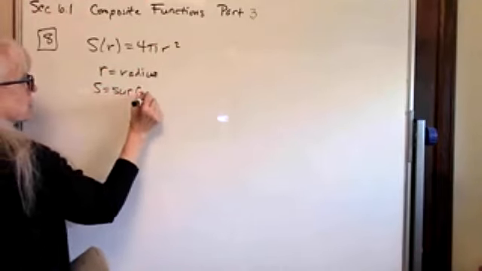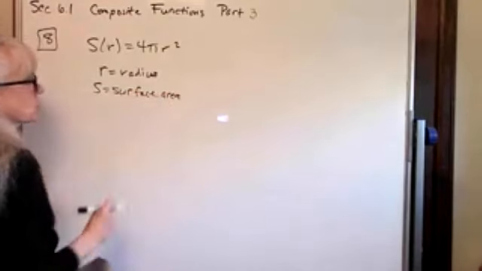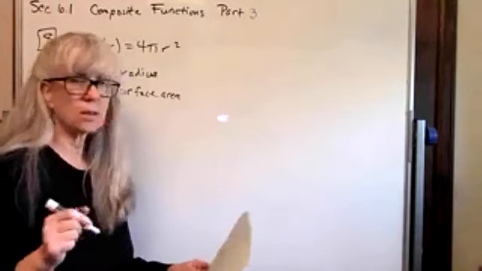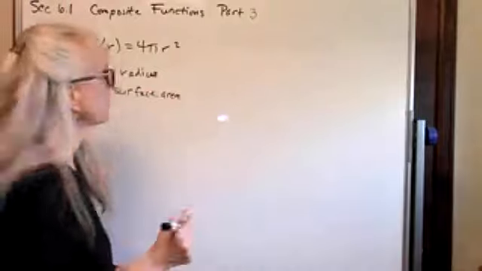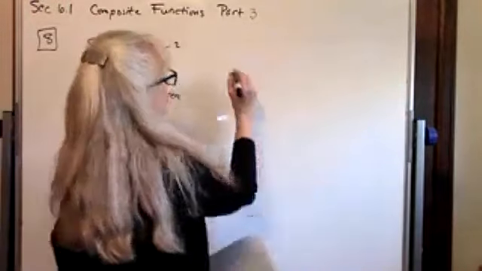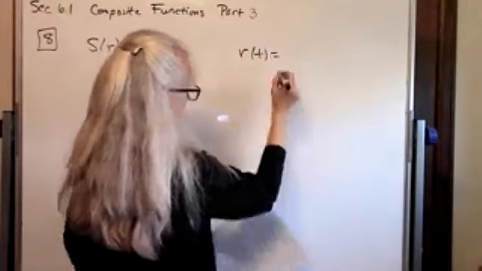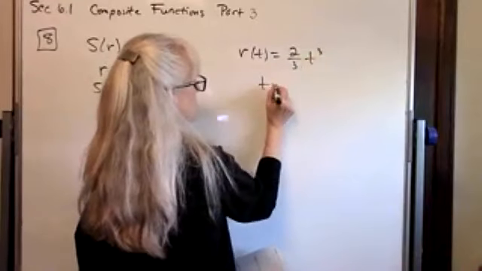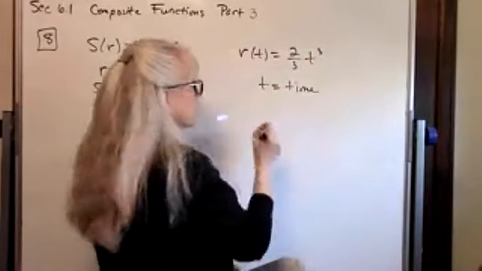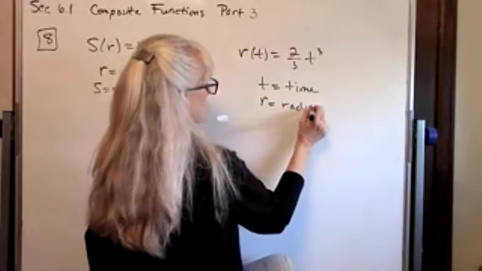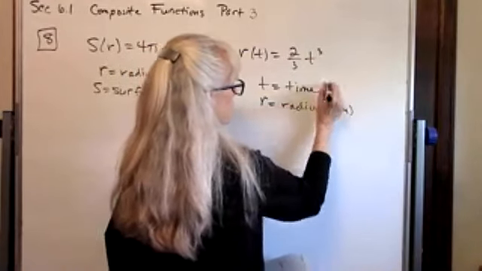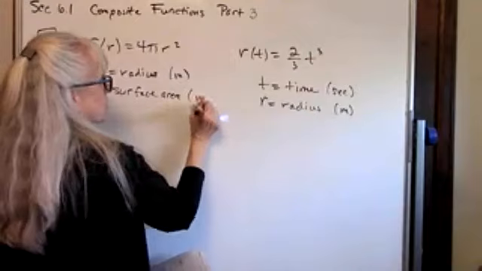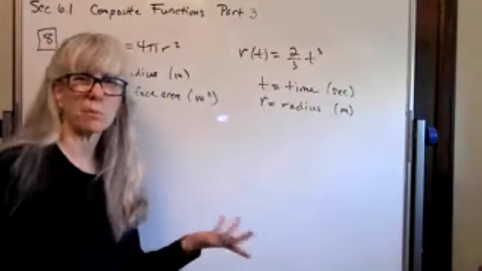So if you need to know how much material you need to make your balloon based on its radius, this would tell you that. They also give me a second function. If the radius is increasing with time, so imagine blowing the balloon up, according to the function R of t is equal to 2/3 t to the third, where t is the time that you've been putting air into the balloon, and R is the radius. The radius is in meters, the time is in seconds. This radius is the same radius in meters, and the surface area is in square meters. Just to put the units up there, we don't really need them, but it's nice to see them.